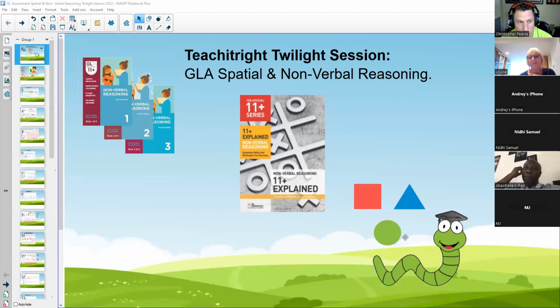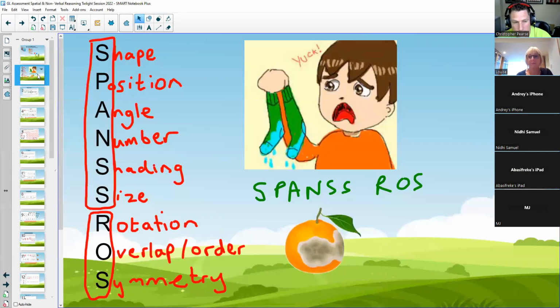These are question types we are very familiar with, and we still know, just like with the non-verbal reasoning, the more you practice them, the better you will get. Just before we jump into the spatial reasoning, I did want to just highlight our Spans-Ross mnemonic, because sometimes with non-verbal reasoning, this is very applicable. It doesn't really relate quite as much to spatial reasoning, but I still think it's worth having a quick chat about. So when you're looking at different variables or looking at different questions, you need to think about, for example, shape, position, angle, number, shading and size, and also consider things like rotation, overlapping, and symmetry.